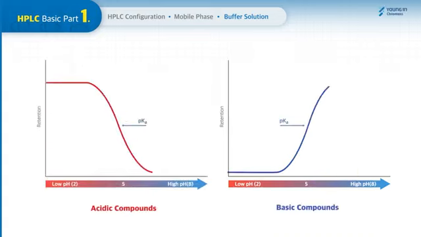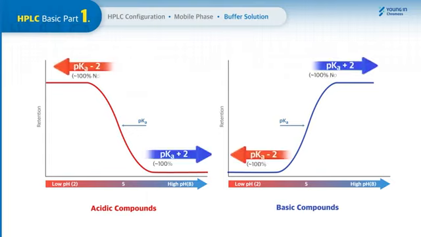The most important thing to decide for the pH of the mobile phase is that its pH must be at least 2 units above or below the pKa value for maximum analyte stabilization.